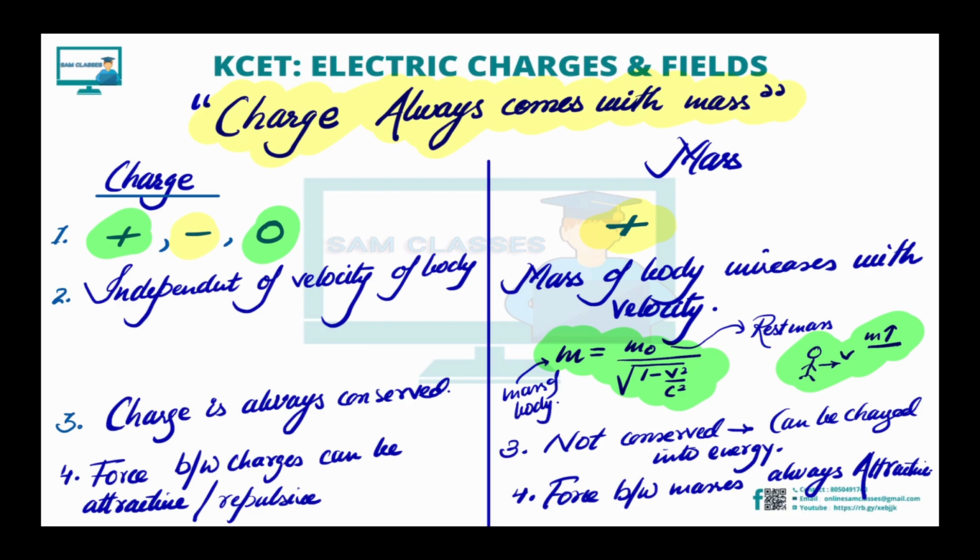Now, next is the force between charges can be attractive if they are unlike charges, they'll attract. Correct. And if they're like charges, they will repel. But in case of mass, they always attract. There is no concept of unlike or like. Masses always attract each other. Clear?